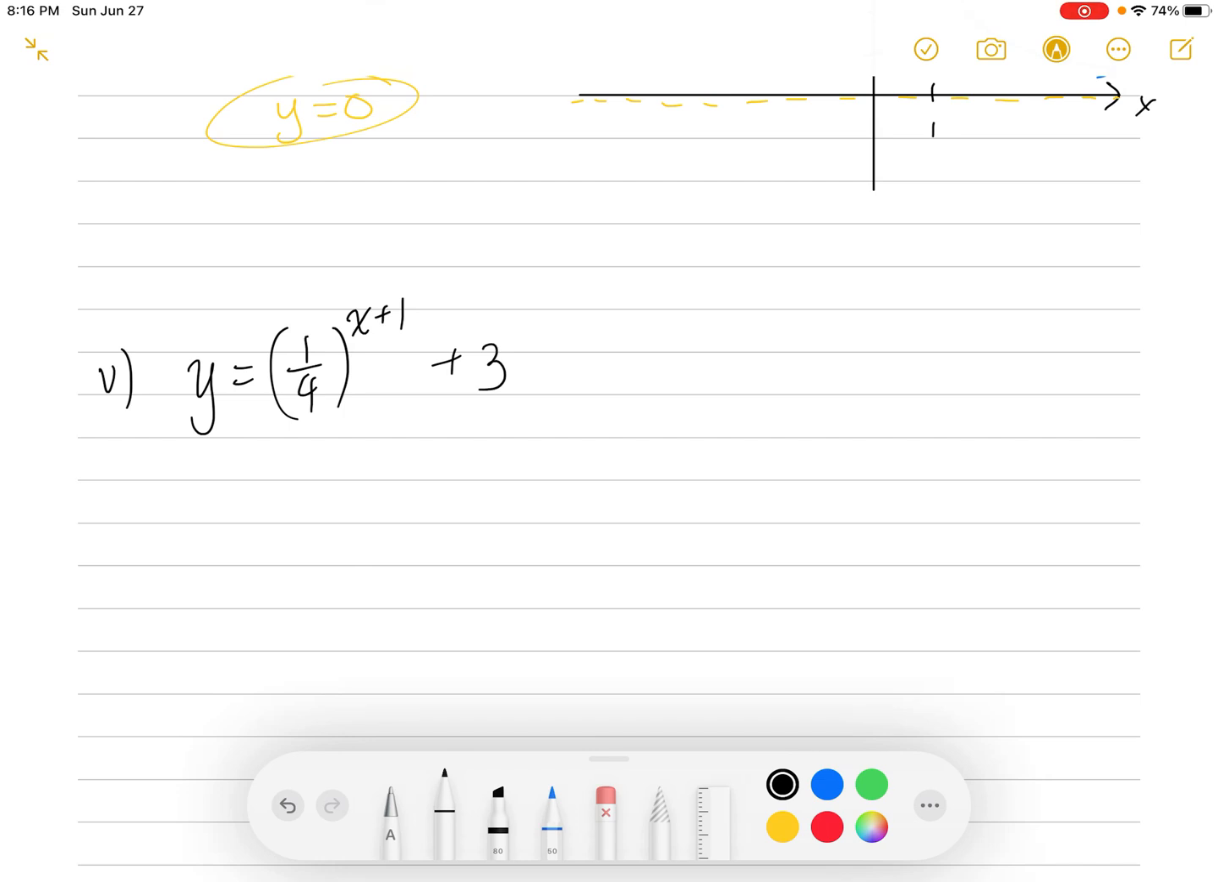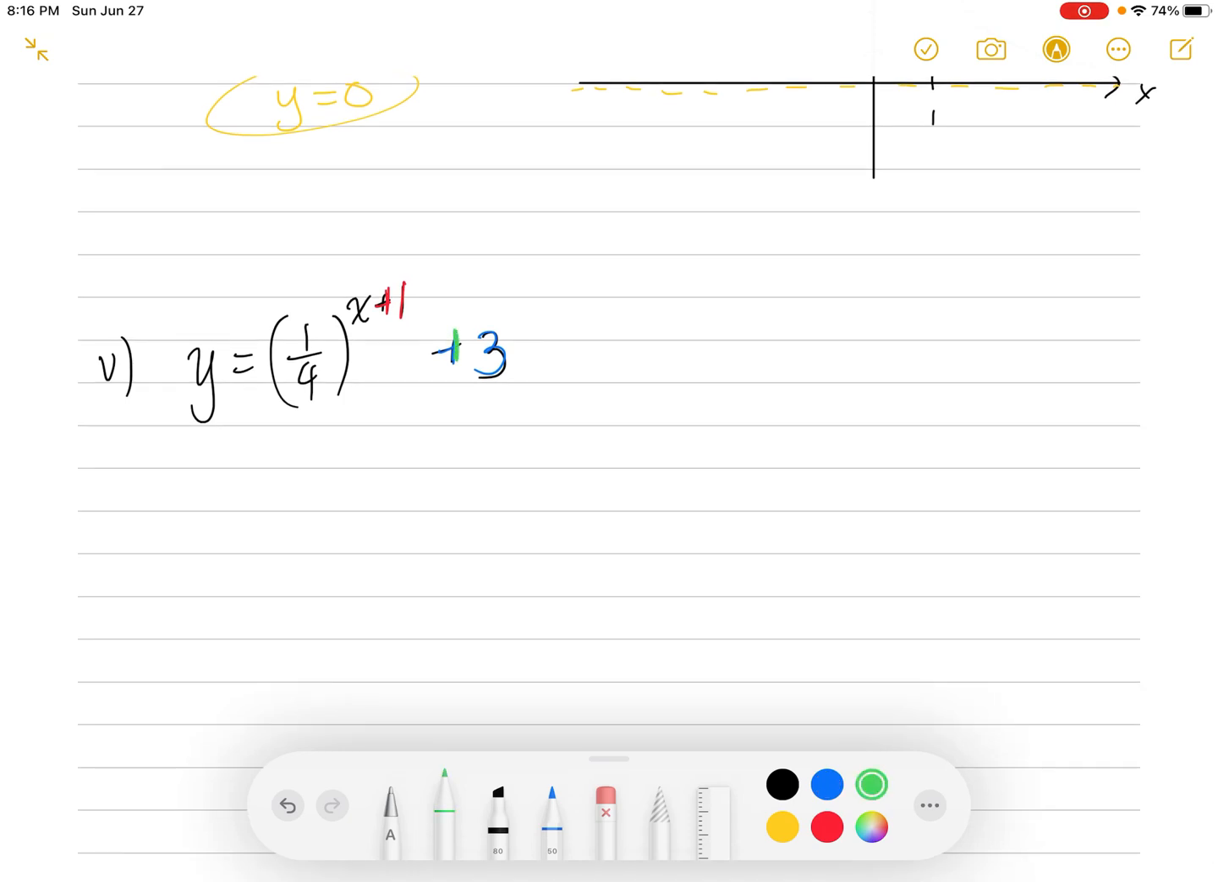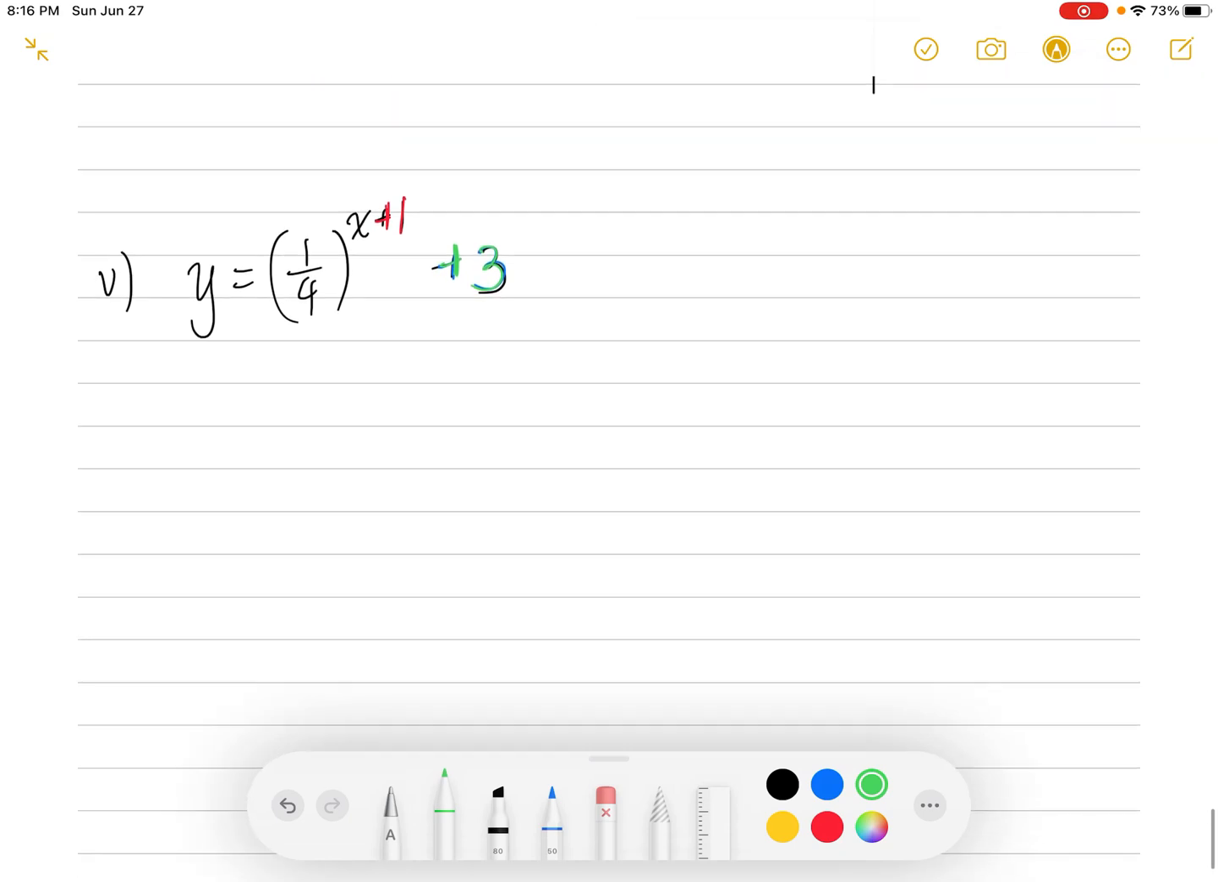So I have y equals 1/4 to the x plus 1, and then outside of the house plus 3. So basically what's happening here is we have a 1/4 to the x, so that's some sort of exponential function. This plus 1 is going to move everything left 1, and this plus 3 outside of the house is going to move everything up 3.